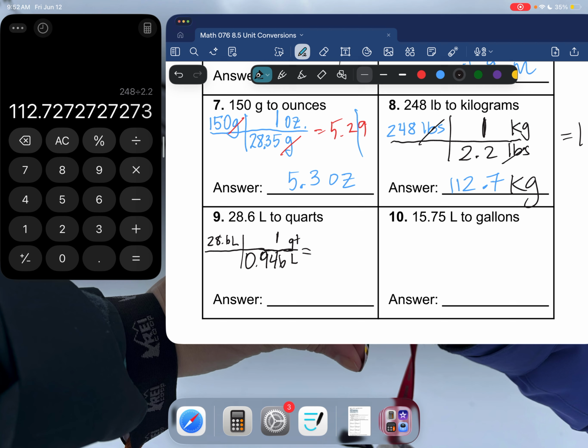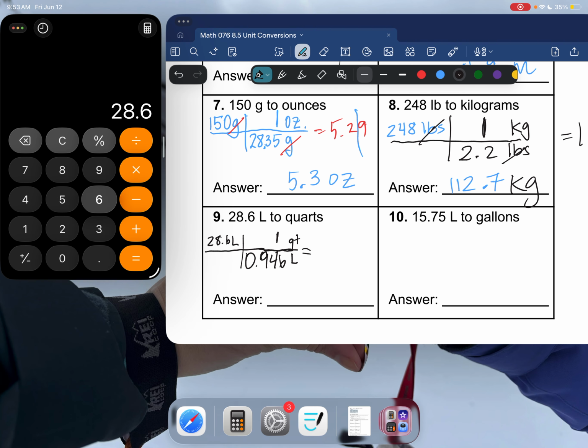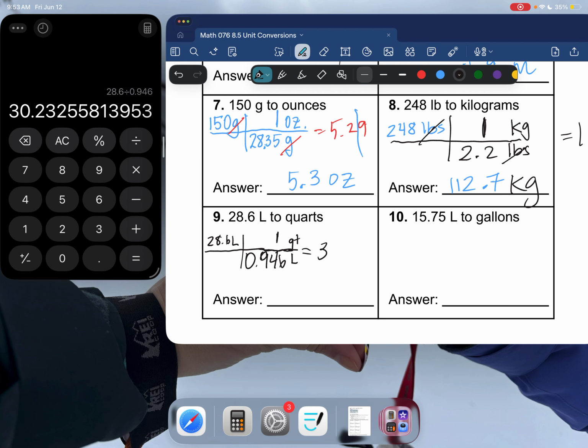Okay. I'm going to put this in my calculator. 28.6 times 1 divided by 0.946 equals 30.23. And what are my units? My liters cancel. I'm going to be left with quarts. And, of course, I've got to round. Am I rounding up or down? The number after the line is telling me I'm going to round down because it is less than 5. It's 4 or less, so that gives me 30.2 quarts. Okay, got another one of these.